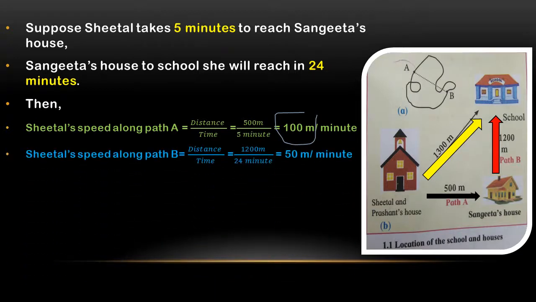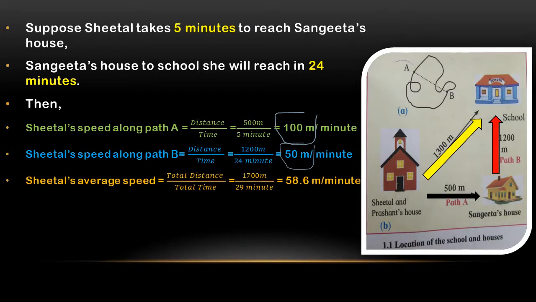Now we will see Sheetal's speed along path B. Again the same formula. So the formula for speed equals distance upon time. So the distance from Sangeeta's house to school is equal to 1200 meters, which I have indicated with the red arrow. Okay, and the time she will require is 24 minutes. So after division, we will get the answer 50 meters per minute.